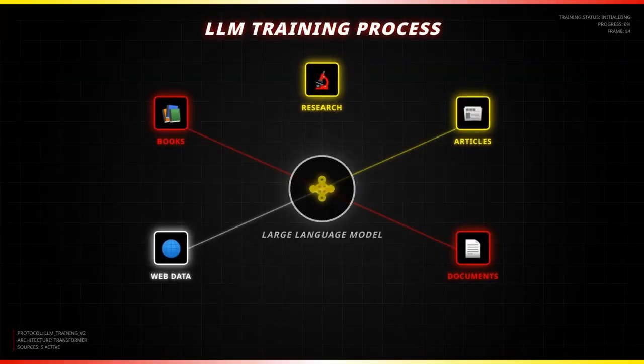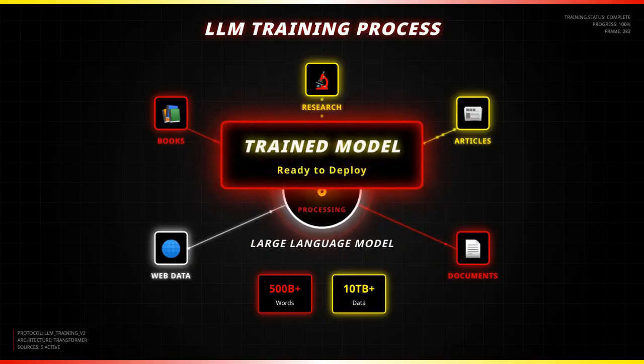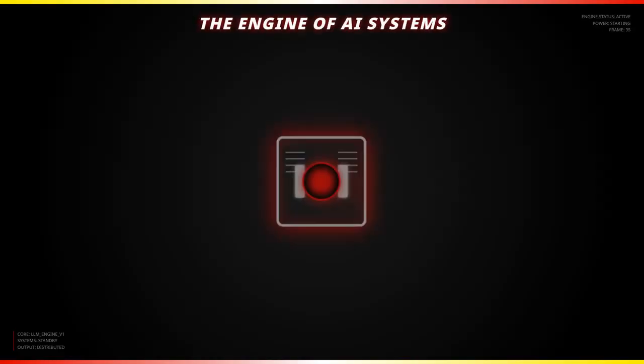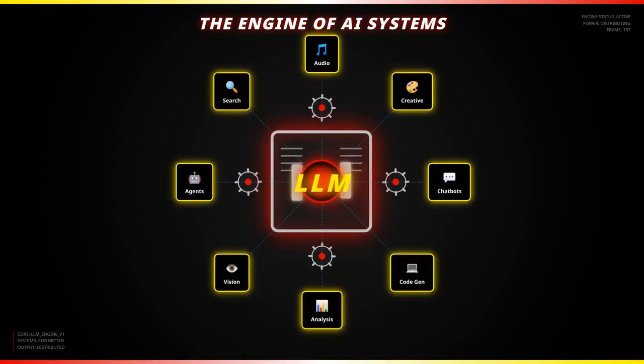Term number 5, LLM. LLM stands for Large Language Model. This is basically the brain behind tools like ChatGPT, Claude, or Gemini. An LLM is trained on an insanely large amount of text data, books, websites, conversations, and learns patterns in language. This allows it to understand what you're saying and generate useful answers, summaries, emails, scripts, and everything in between. Think of an LLM as the engine. If AI is the car, the Ferrari, the LLM is the engine that makes everything run.